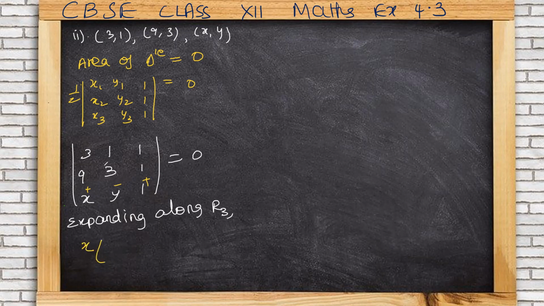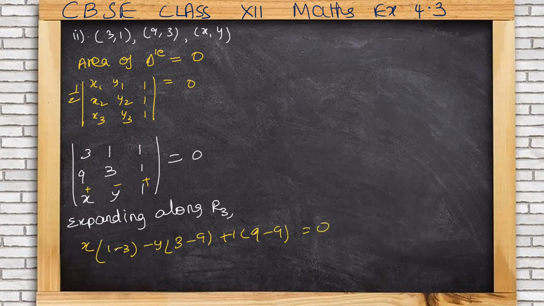So x into, we have the corresponding row and column, we have 1 minus 3. Minus y into, deleting the corresponding row and column, we have 3 minus 9. Plus 1 into, deleting the corresponding row and column, we have 3, 9 minus 9, so the last entry being 0 here. So 1 minus 3 is minus 2, 3 minus 9 is minus 6. So outside we have plus, so that will be plus 6y. This is 0. And we can take minus 2 common. We'll get x minus 3y equal to 0.